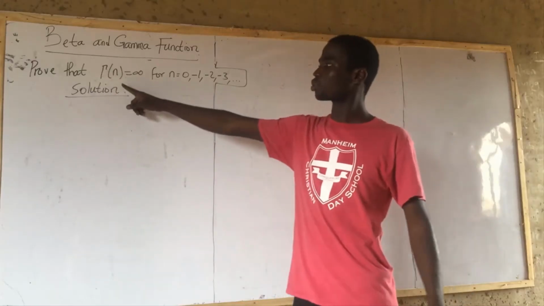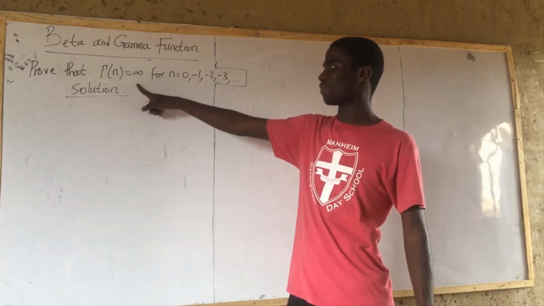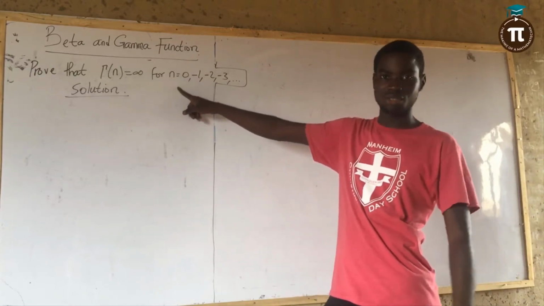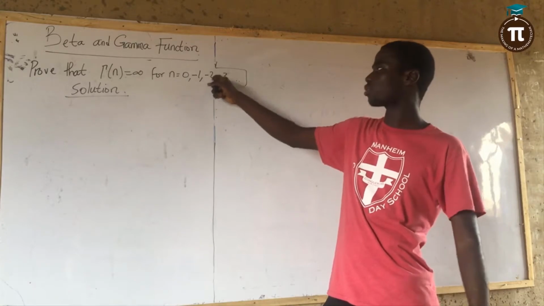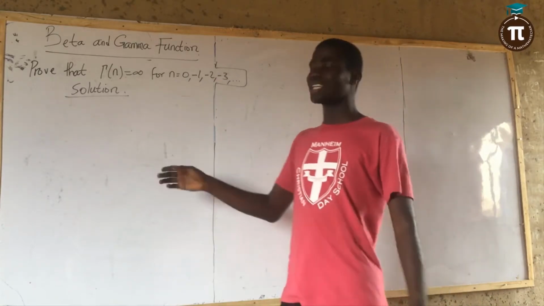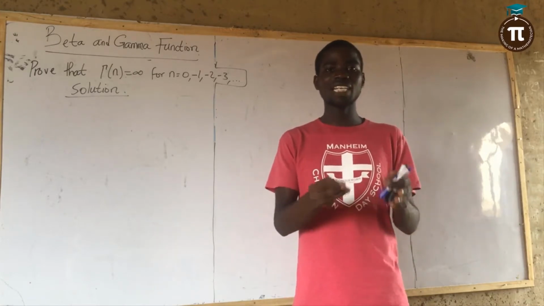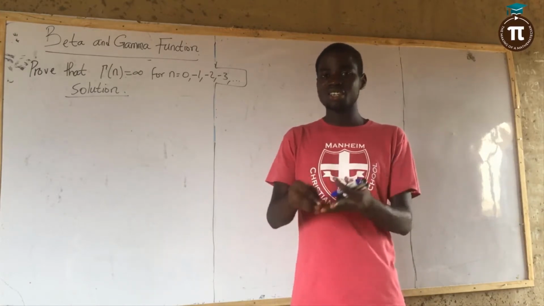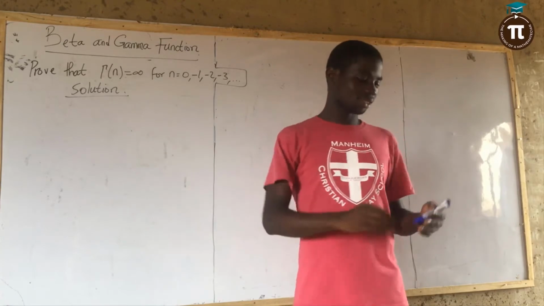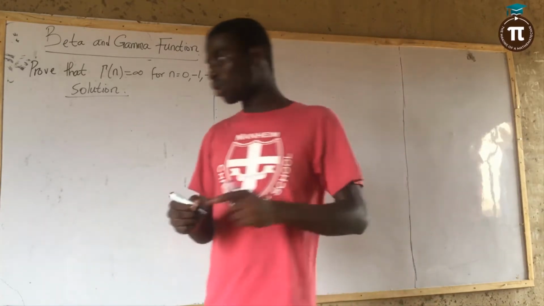Prove that the gamma function of n is equal to infinity for n equals 0, minus 1, minus 2, minus 3, and so on. That is, the gamma function of a negative integer and 0 are infinity. Let's start with 0.